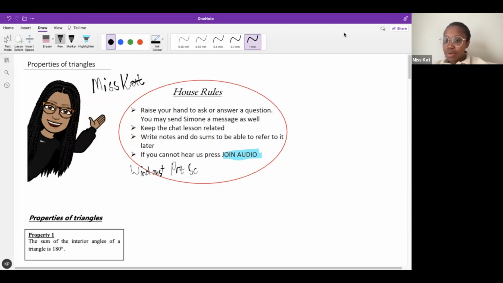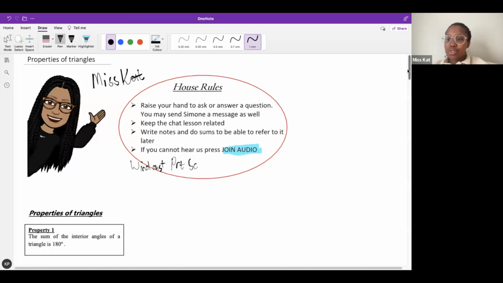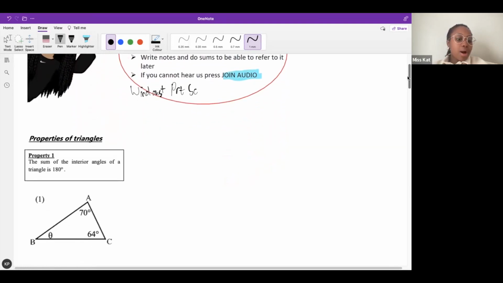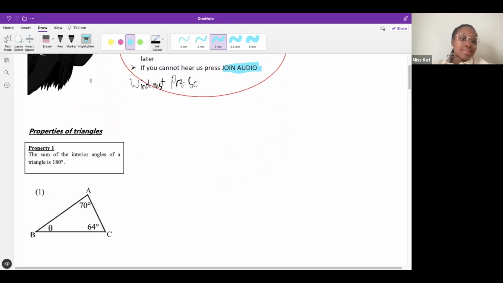Now, today we are continuing with triangles and we will be doing properties of triangles. Okay, property number one: everybody knows the sum. What does sum mean, guys? Sum of interior angles of a triangle is 180 degrees. What does sum mean? Addition. Thank you, Mikhail. All right, so if you add the interior angles of any triangle, you will get 180 degrees.